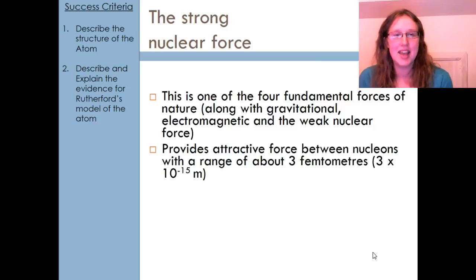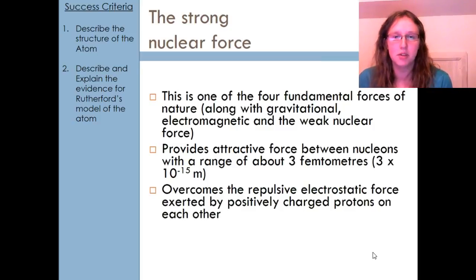First of all, it is attractive between nucleons, so between neutrons and neutrons, neutrons and protons, and protons and protons. Its range is about 3 femtometers. It's very, very short ranged. And what it does is overcome the repulsion of the electrostatic force.